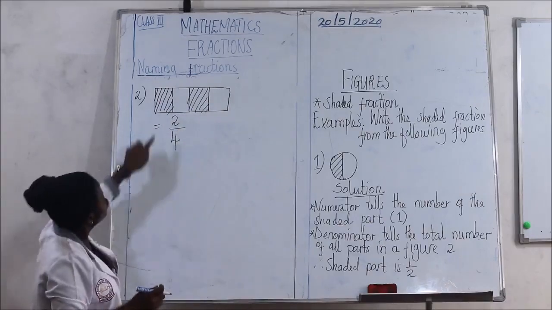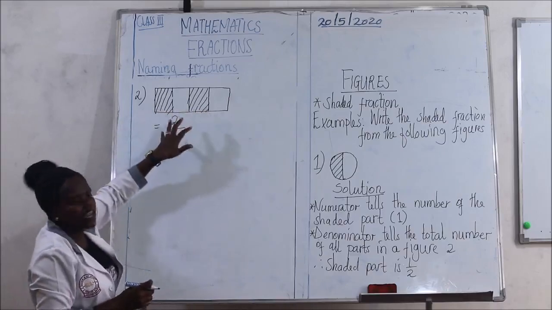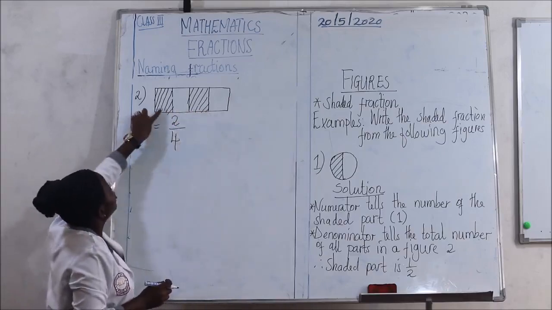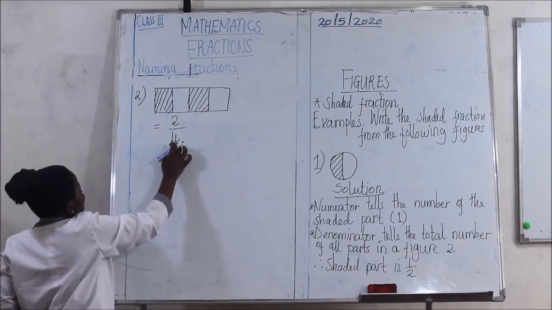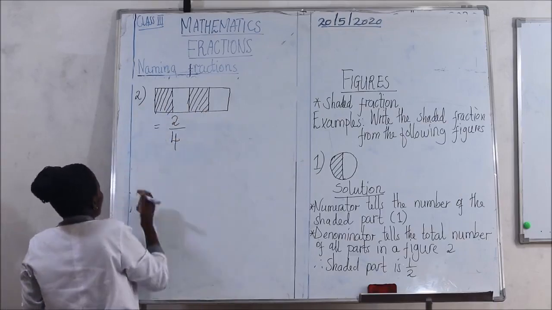So only 2 parts are shaded in this figure. The figure has 4 equal parts, but only 2 parts are shaded. So this one will be 2 out of 4, or 2 over 4.